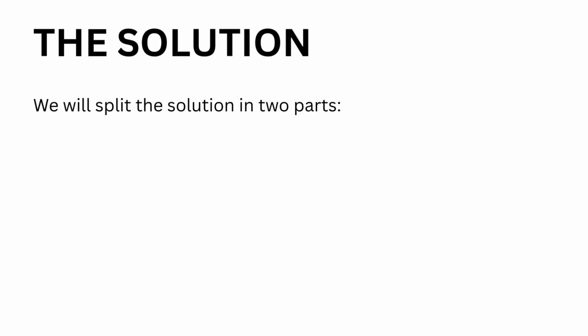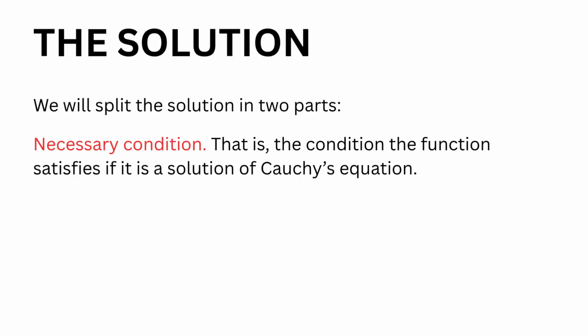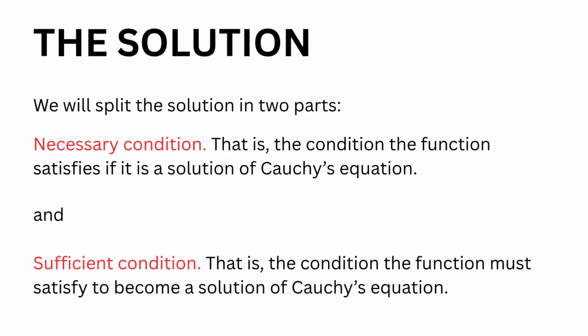We are now ready to present Hamel's solution to Cauchy's additive functional equation. We will split the solution in two parts. The first part deals with the direct statement, the necessary condition. That is, the condition the function satisfies if it is a solution of Cauchy's equation. The second part deals with the inverse statement, the sufficient condition. That is, the condition the function must satisfy to become a solution of Cauchy's equation. Let's state the direct statement.